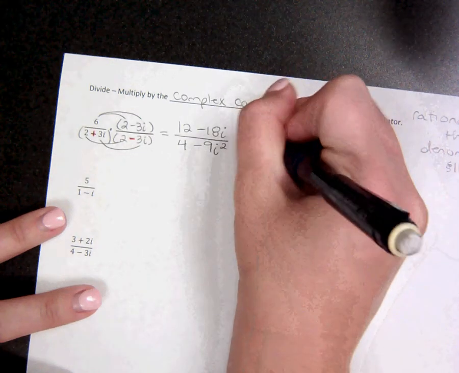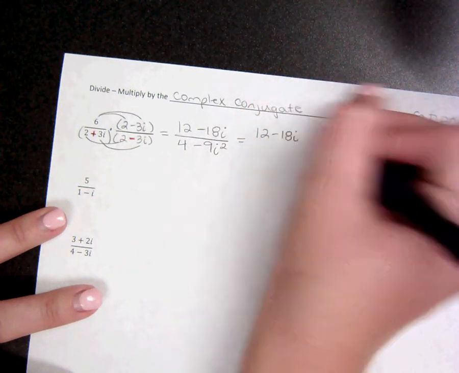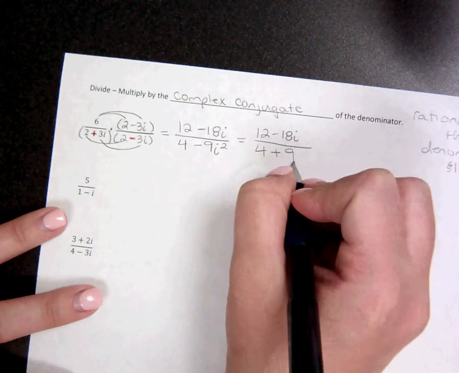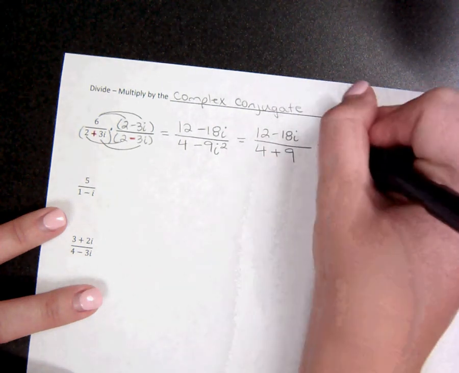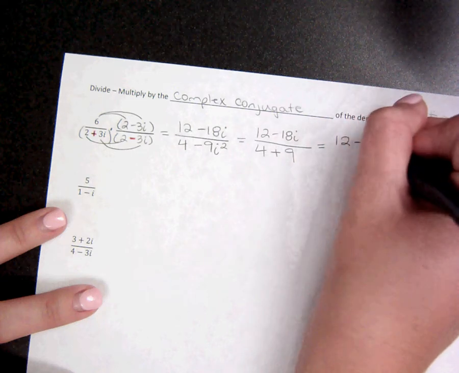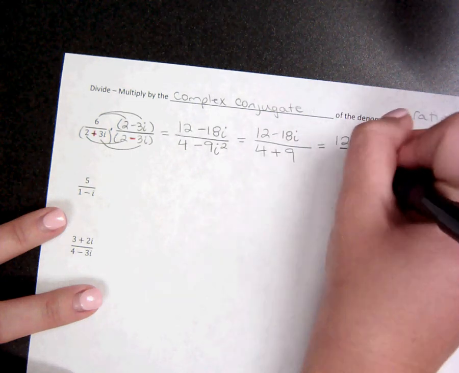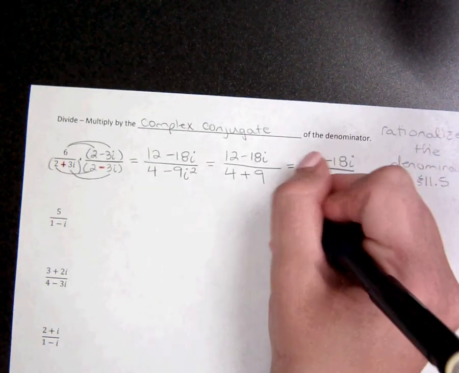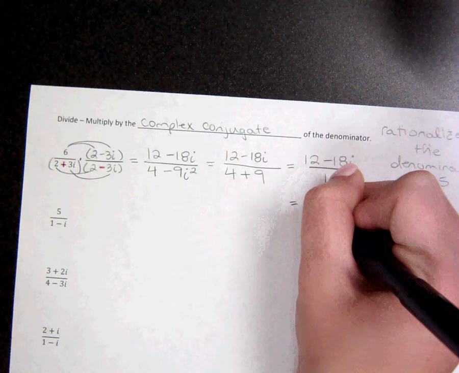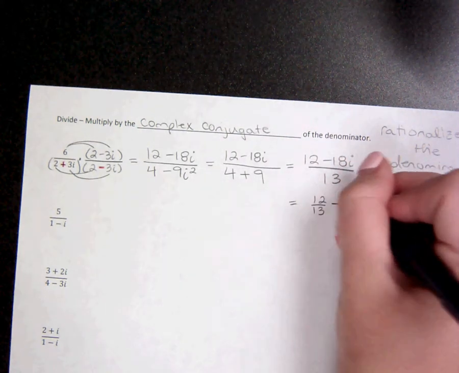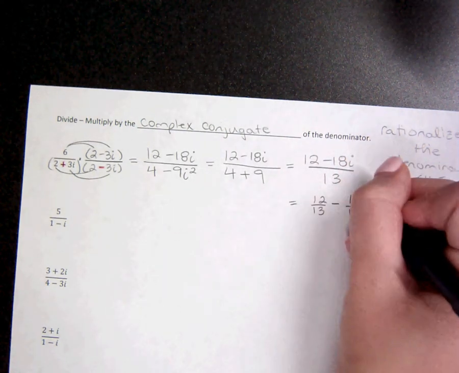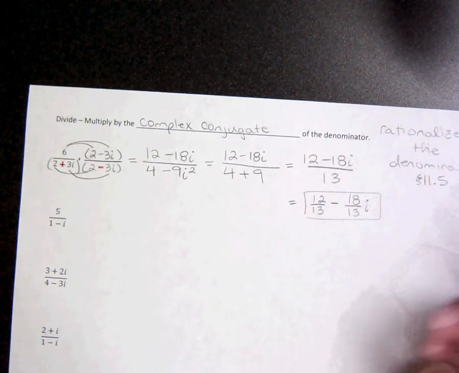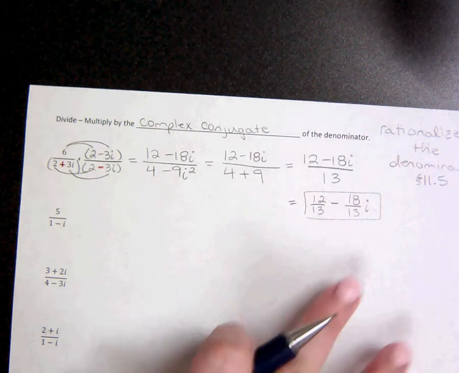So the top stays 12 minus 18i. The bottom becomes 4 plus 9. For a final answer of 12 minus 18i over 13. Now I'm okay with that answer, but in my math lab they're going to separate it into 12 over 13 for the real number minus 18 over 13i for the imaginary number. So it's just separating the denominator into the real part and the imaginary part.